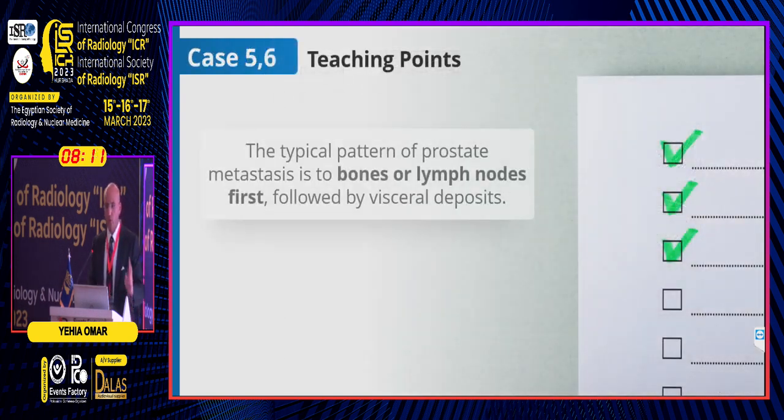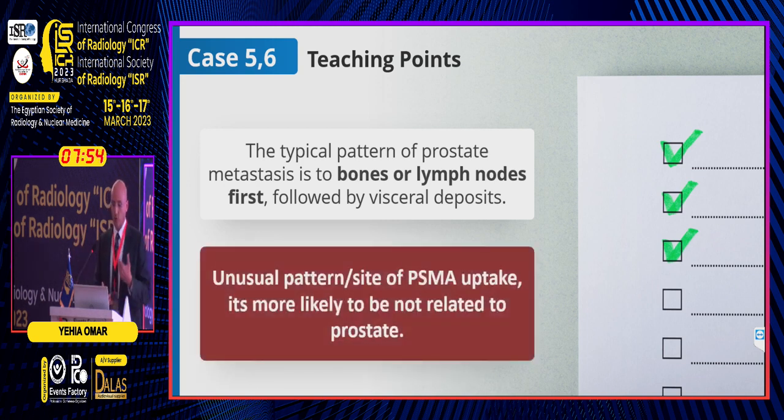So the teaching points of the last two cases, that we need to understand the typical pattern of metastasis of prostate. Prostate spreads first to bones or lymph nodes, then to visceral deposits. So if you see something abnormal, think twice. If you see an unusual pattern or abnormal site of PSMA uptake, then it is more likely to be of non-prostatic origin.